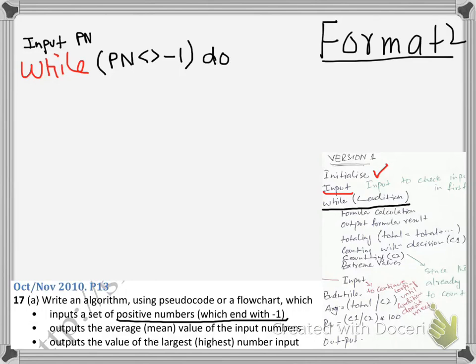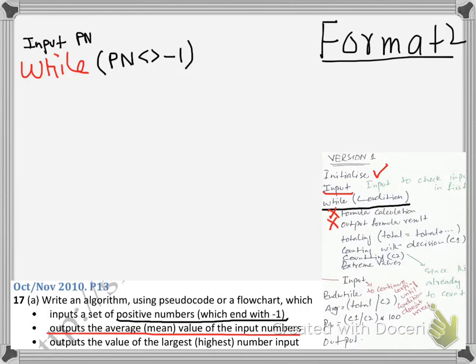Alright. So while Pn is not equal to -1. Now we don't have any formula. Alright, so when there is no formula, there is no need of any output. Totaling. Let's see what the next line says. Next line says output the average value of the input numbers. So it means that for average you need a total. Alright, so what we do, let's just write. Again, indentation is a good idea.